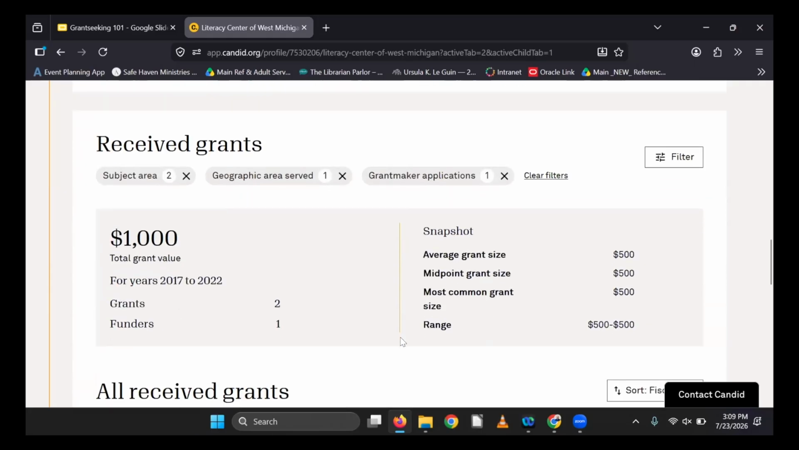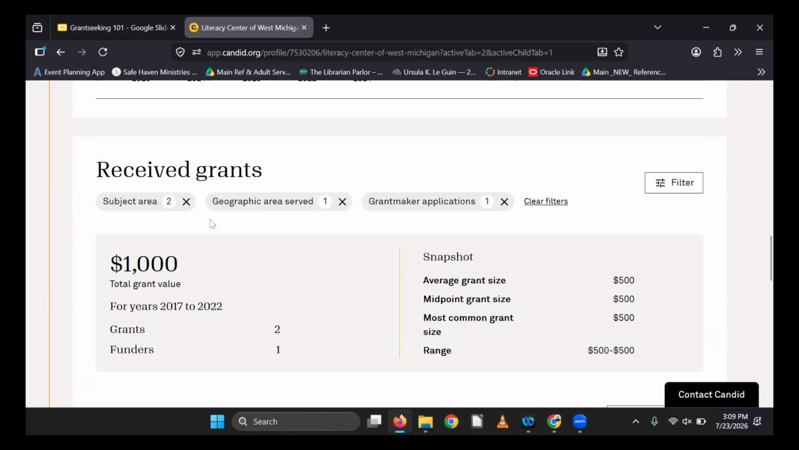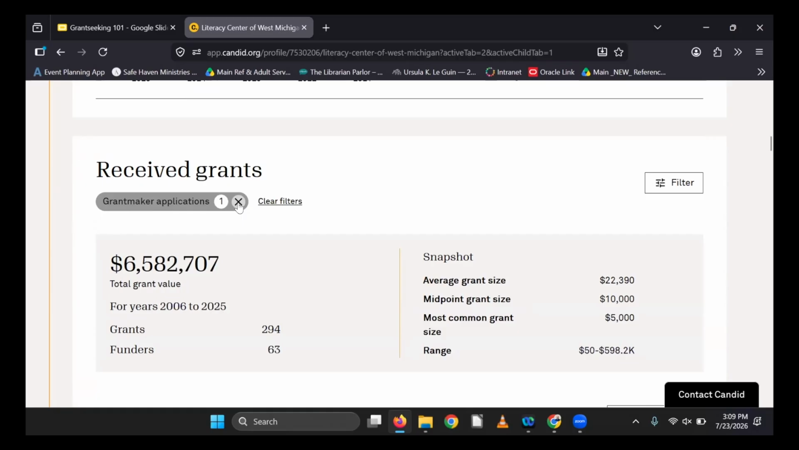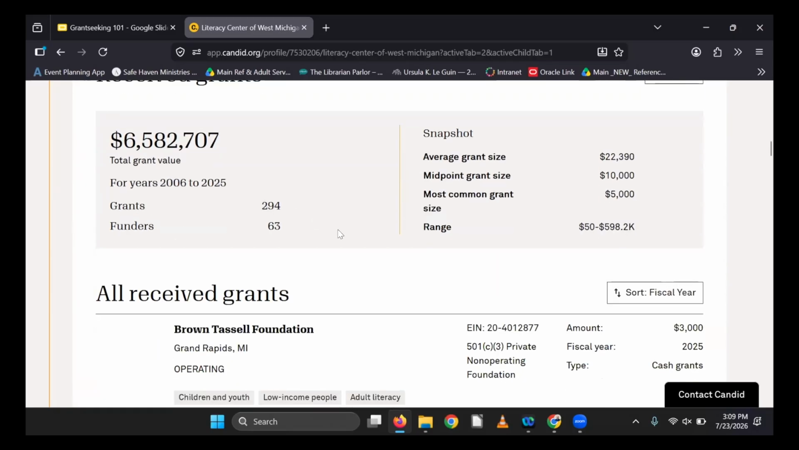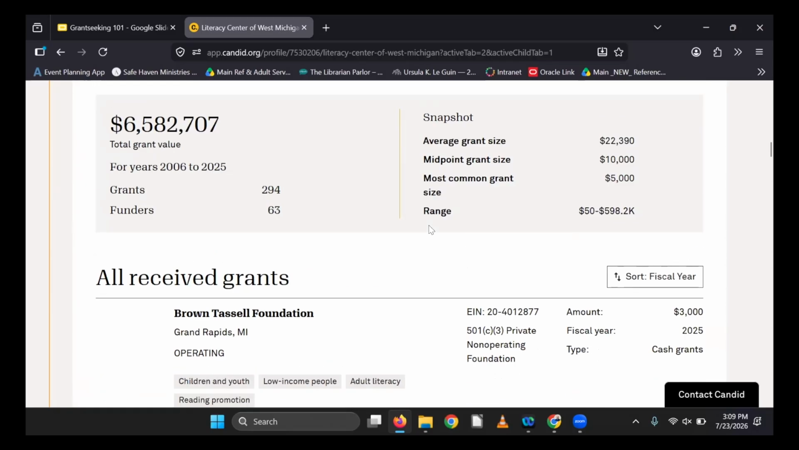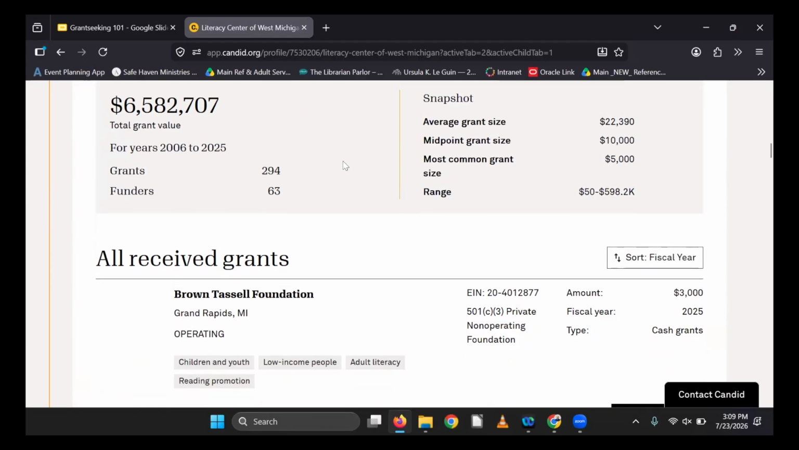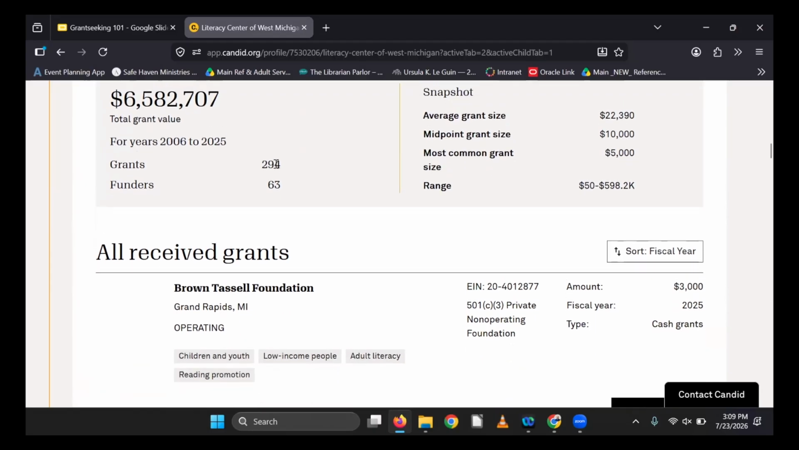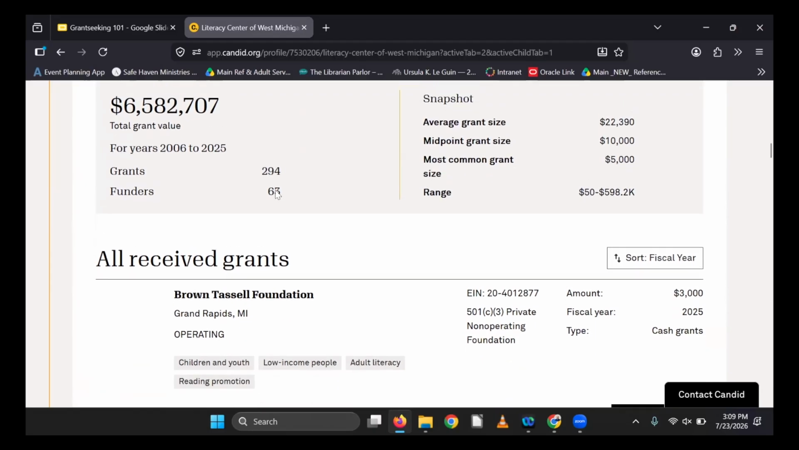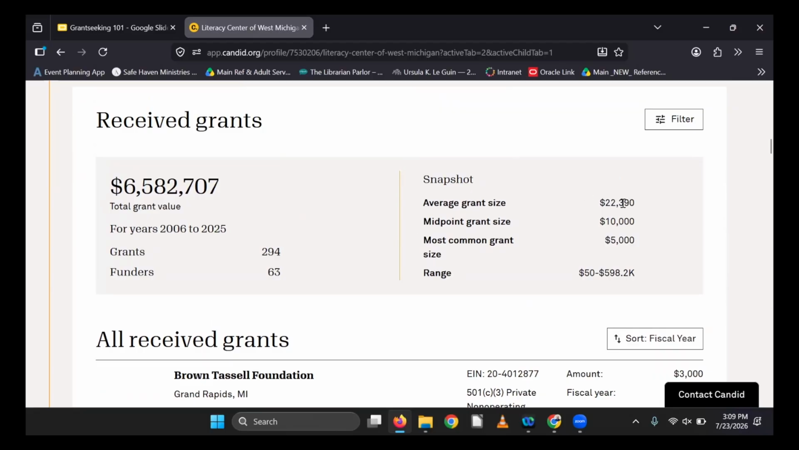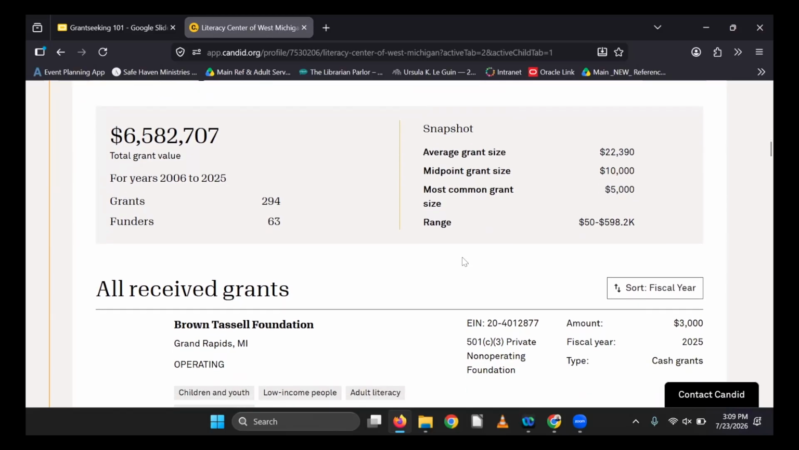So you're able to go here and you can see the grants that they have available. And if you're interested in seeing all the grants they've received, you can X out these delimiters. Right now you can see that in this database they've accounted for $6,500,000 worth of grants, over 294 grants from 63 funders. And the average grant size they received was a little bit over $22,000.